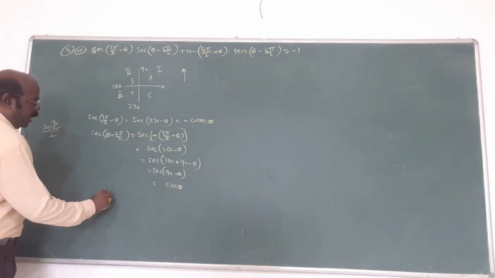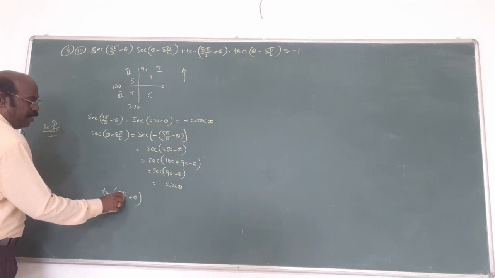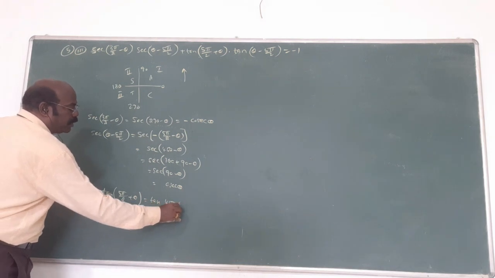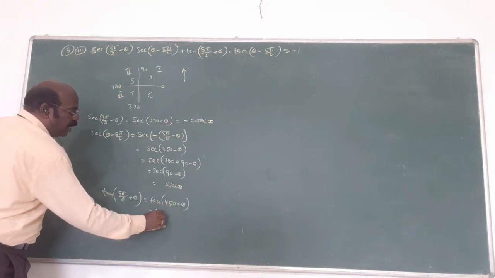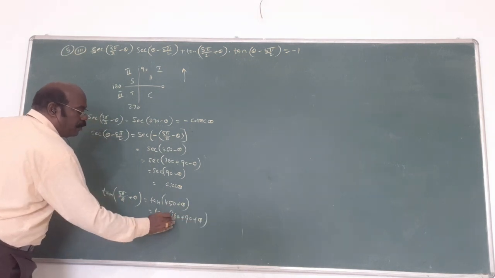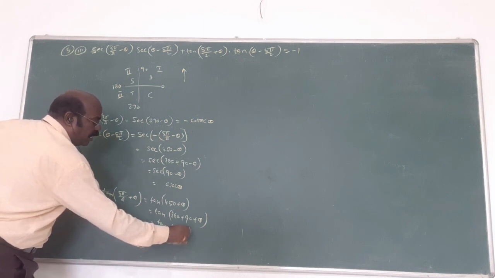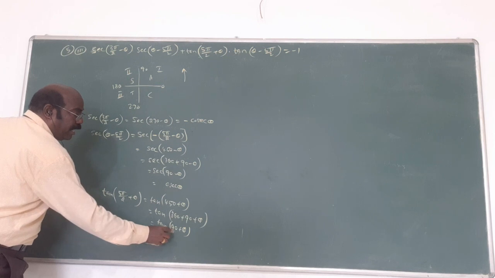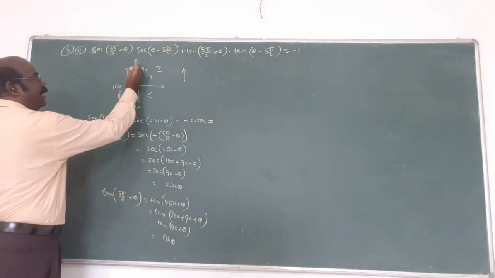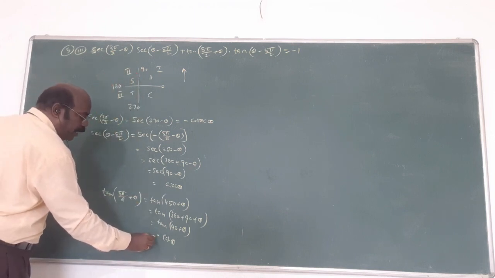Next is tan of 5 pi by 2 plus theta. Am I right? 180, 90, 450. The same thing, tan of 450 plus theta. This can be written as tan of 360 plus 90 plus theta. 360 becomes 0, only tan of 90 plus theta. With 90, tan changes to cot theta. 90 plus means the second quadrant. In the second quadrant only sin is positive, so it is minus.